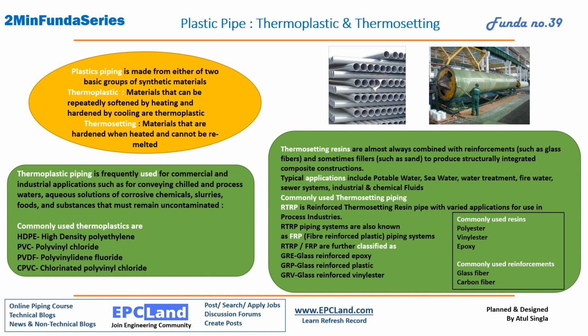The commonly used RTRP is reinforced thermosetting resin pipe. If you understand these three words, then we can understand the whole concept. Reinforced: how are we reinforcing? With glass fiber or carbon fiber. Thermosetting we have already discussed: it is hardened by heating and cannot be remelted. Then resin: we use polyester, vinyl ester, epoxy. We also call it FRP, fiber reinforced plastic. GRE, GRP, epoxy plastic and vinyl ester. These are a few of the pictures which you can see, just to visualize how things are happening there.